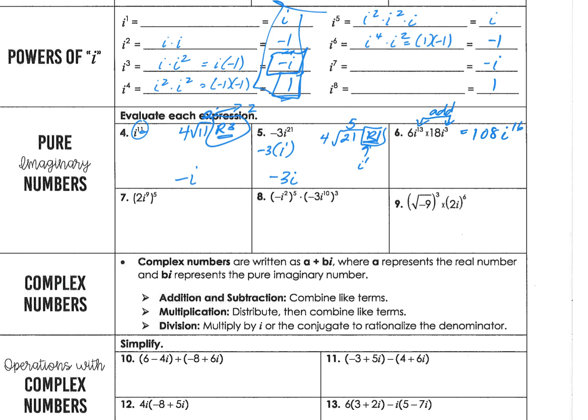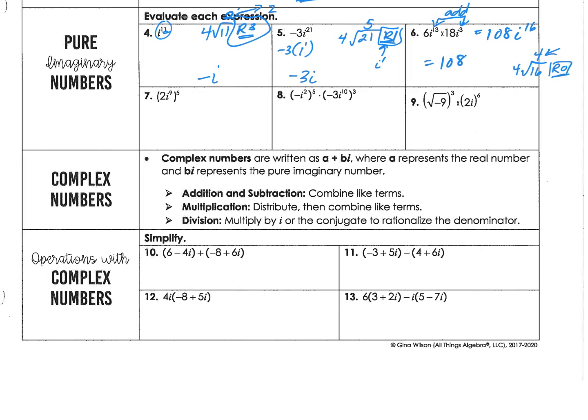So what happens? 4 goes into 16 how many times? 4, with a remainder of, which means we don't have a remainder, so we've gone through the pattern 4 times evenly, haven't we? So what does that tell me it's equal to? i to the 16th is what? 1. 0 remainder means we're ending the pattern. The pattern is 1. So what's the final answer here going to be? 108.